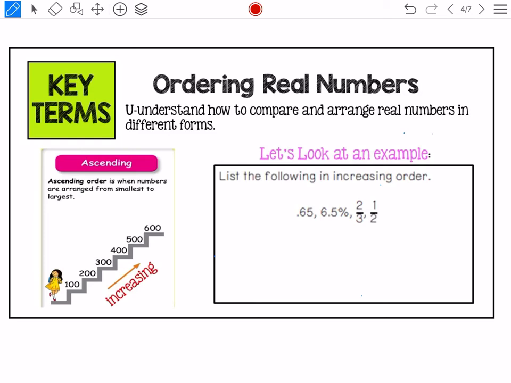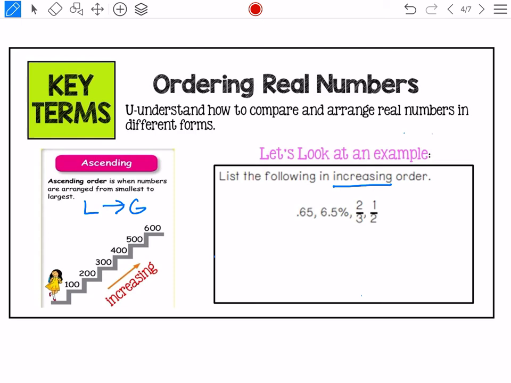All right, so example number 1, it says list the following in increasing order. I put this little poster over here, guys, ascending and increasing. If you notice, the little girl is at the bottom of the stairs and she's moving upwards. It says ascending is when numbers are arranged from smallest to largest, or again, least to greatest. So here we want increasing, so we're starting with small numbers and we're working our way to the larger numbers.